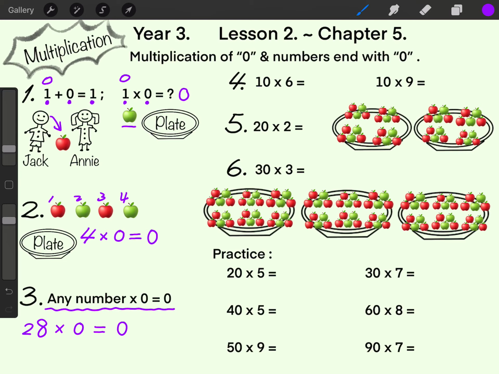Nice. In Chapter 1, we have already talked about multiplication of 10. Now let's review together. 10 times 6 equals 60. One possible meaning of 10 times 6 is there are 6 tens. 1, 2, 3, 4, 5, 6. 6 tens. So totally, that's 10, 20, 30, 40, 50, 60. You're welcome to double check with 10 sixes.